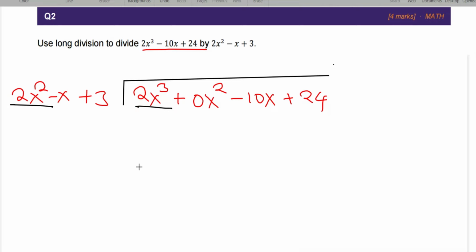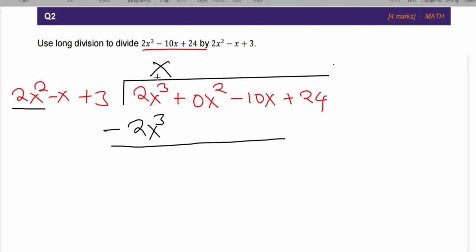So let's divide. Get the highest order there. We'll divide 2x cubed by the 2x squared. The 2x and 2x will go, we'll just remain with x. X multiplied by the 2x squared gives us back the 2x cubed. Again, we are subtracting. So that x will multiply by the minus x, that would be minus x squared, and by the 3, that would be plus 3x.